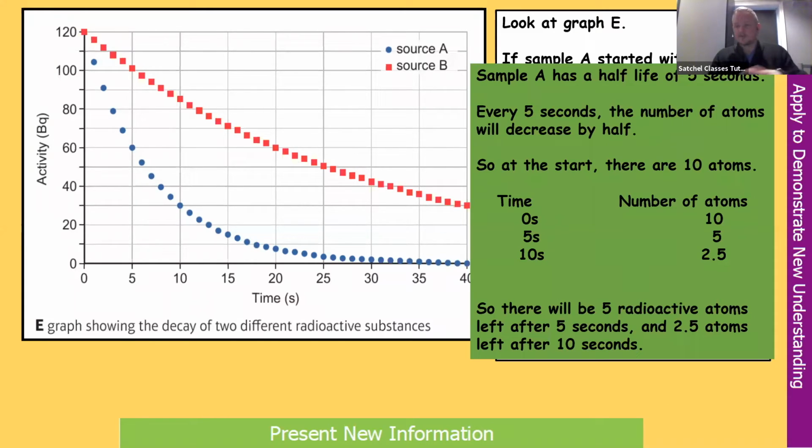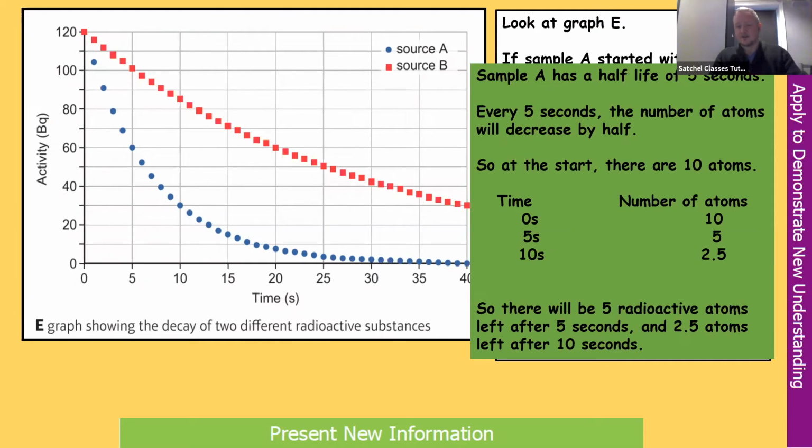So one way to lay it out is to take a look at it this way. Sample A has a half-life of 5 seconds. Every 5 seconds, the number of atoms decreases by half. So for the start, there are 10 atoms. Time 0, number of atoms 10. 5 seconds, 5. 10 seconds, 2.5. This means that after 1 half-life, 5 radioactive atoms, and 2.5 left after 10. That answers our first question.